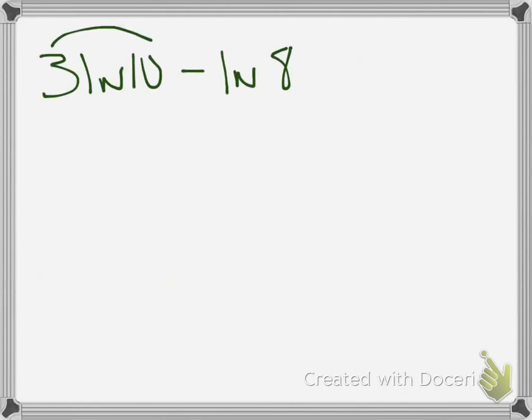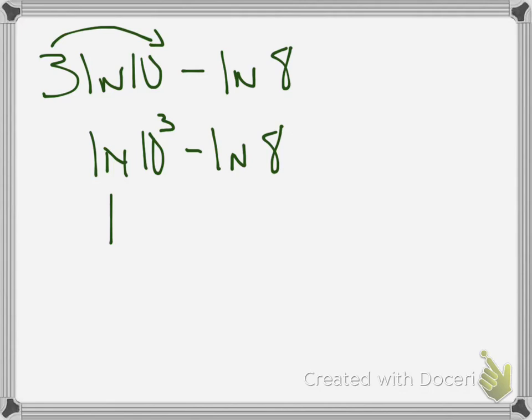So, how can I use my properties? Well, let's use the properties. Let's condense this down to one logarithm. Same properties. I see a number in front. That means I can move that inside and it becomes an exponent. So now I'm saying the natural log of 10 to the 3rd power, minus the natural log of 8. Well, what can you do with a minus? You can divide. So the natural log of 10 to the 3rd power, which is 1,000, divided by 8. What's 1,000 divided by 8? Well, that's 125.